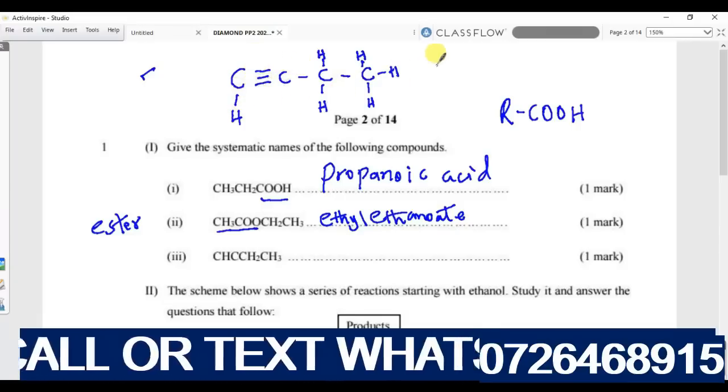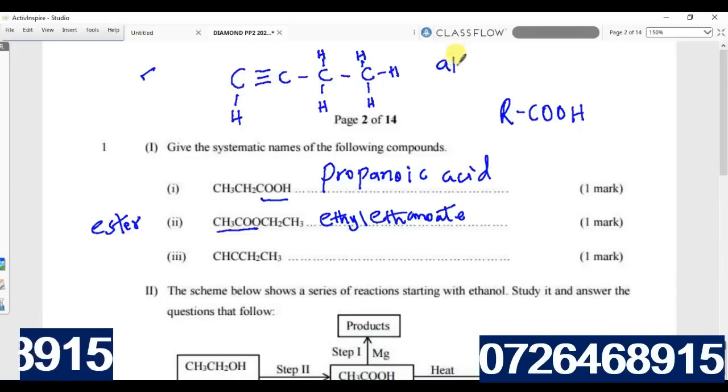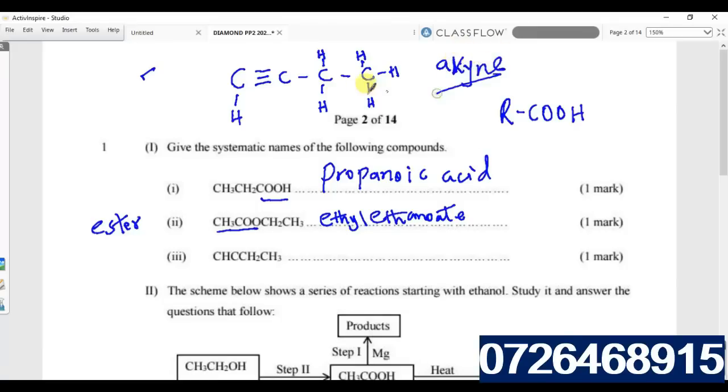Therefore, this compound is an alkyne. A triple bond means it's an alkyne. The functional group is at carbon number 1. Therefore, we say but-1-yne, and that is the systematic name for that compound.